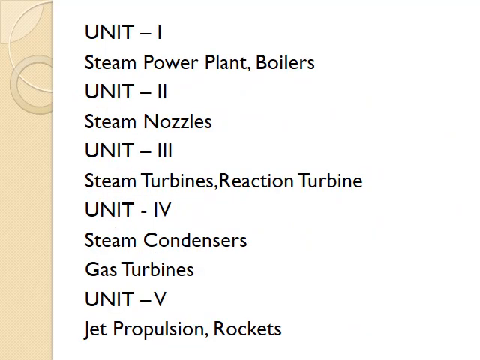And I hope that you have already gone through the syllabus. The total syllabus of Thermal Engineering 2 is divided among 5 units. The first unit deals with steam power plant and boilers. The second unit is about steam nozzles. The third unit deals with steam turbines and reaction turbines. In the fourth unit, we will study steam condensers and gas turbines. And finally, in the fifth unit, we will study jet propulsion and rockets.